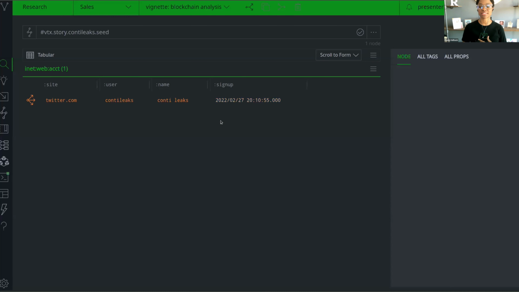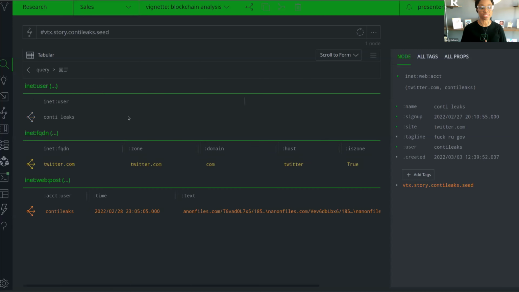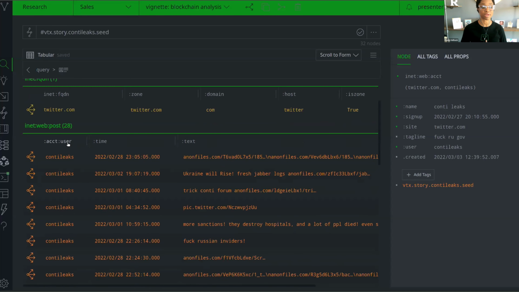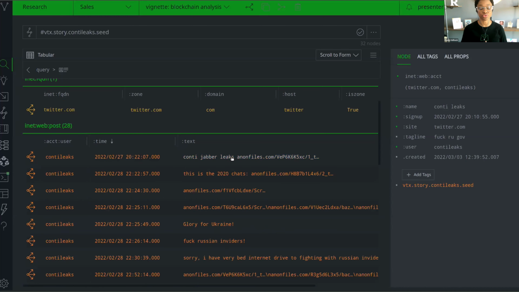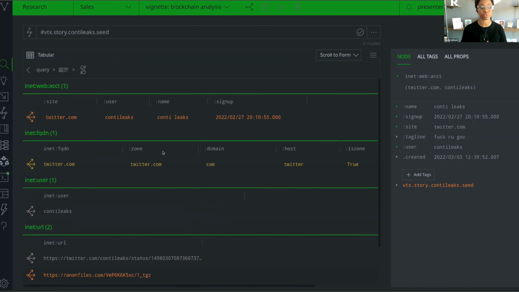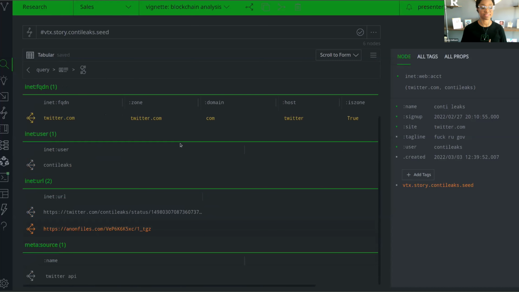On February 27th, what you see here is we have a Contileaks account. That's the handle that was used to leak some Conti data. Specifically, what this user did was put out a tweet containing a link to Anon files where the data was hosted. We needed to get this data into our system. So what did we do?